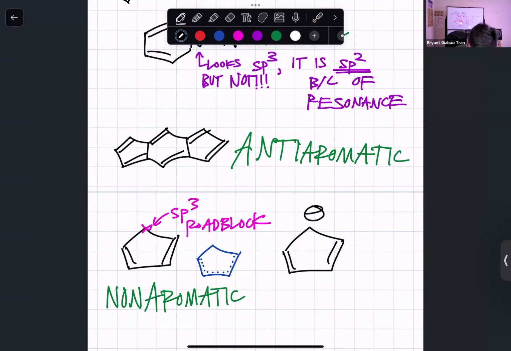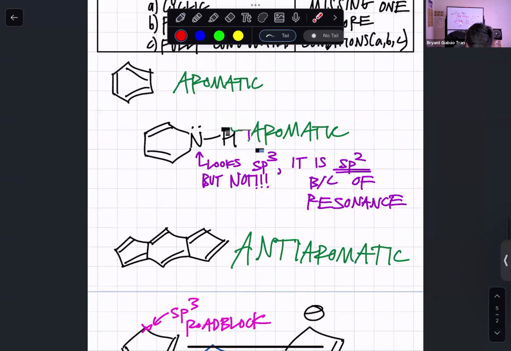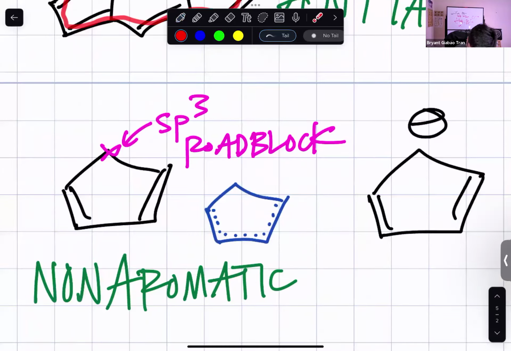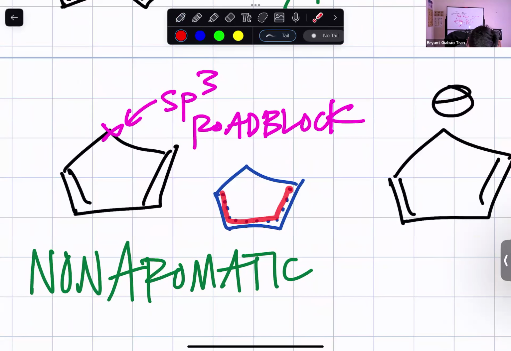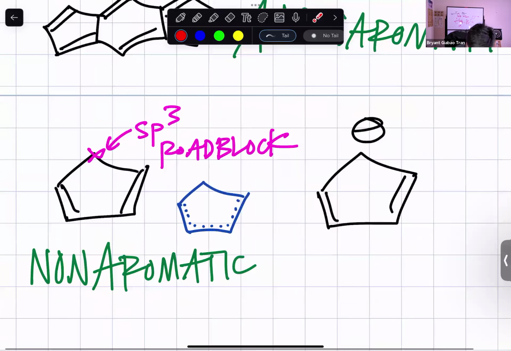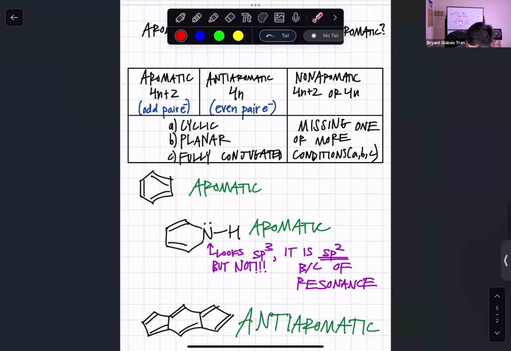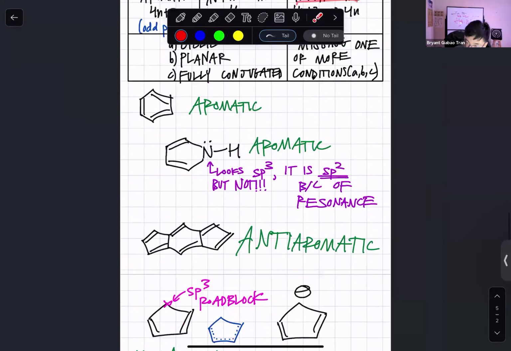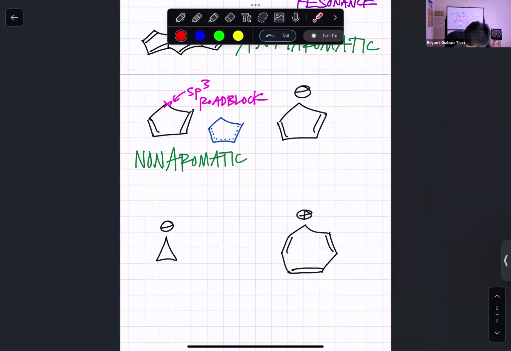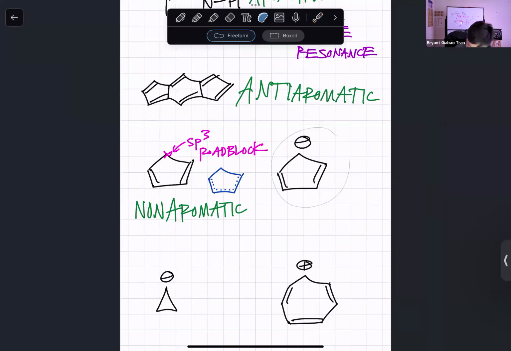If it were fully conjugated, then electrons would have to flow throughout all of the ring, right? Like all of these structures here, the electrons are flowing throughout all of the ring. But this one only flows partially throughout the ring. So that's not fully conjugated, doesn't fulfill all three conditions, making it non-aromatic. Okay, nice. Did you guys get the second one?